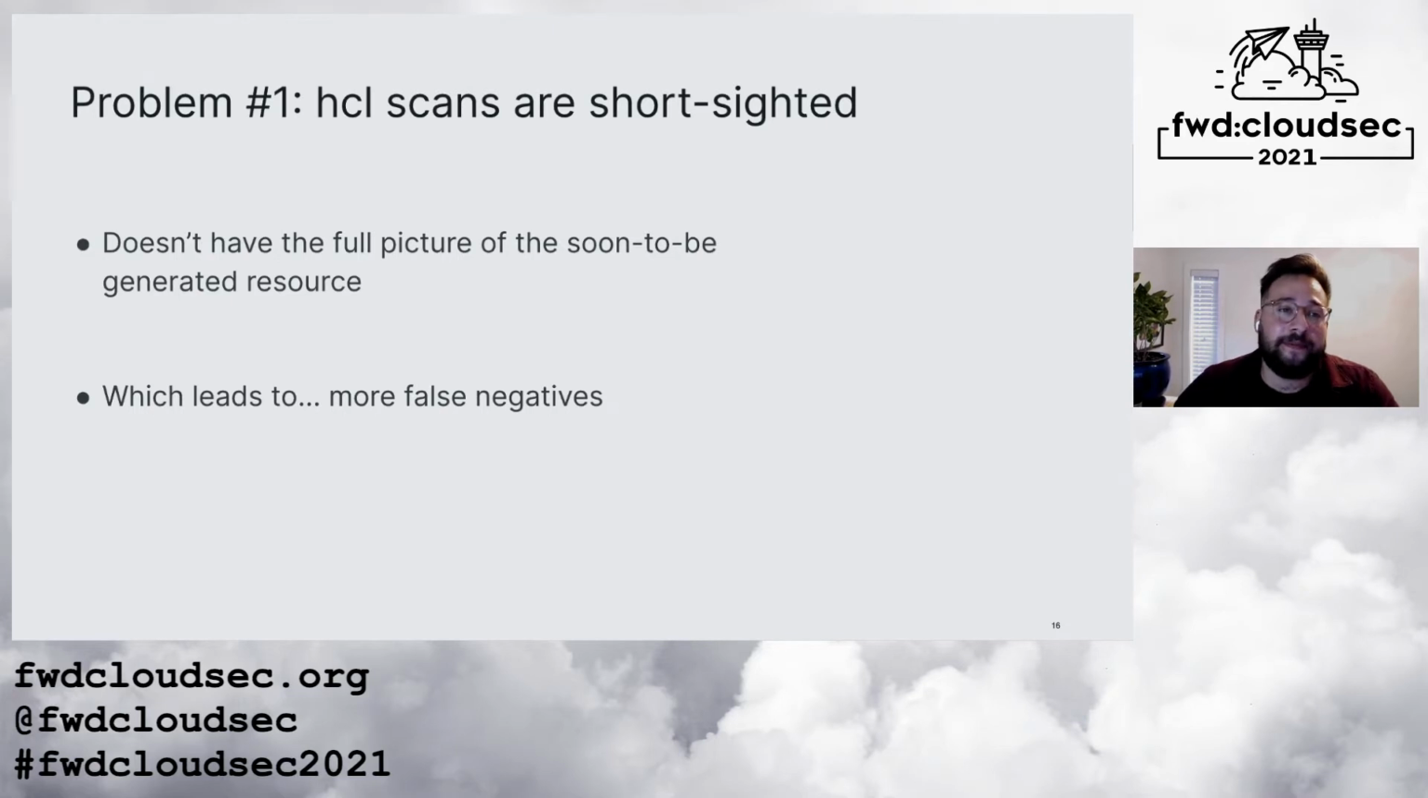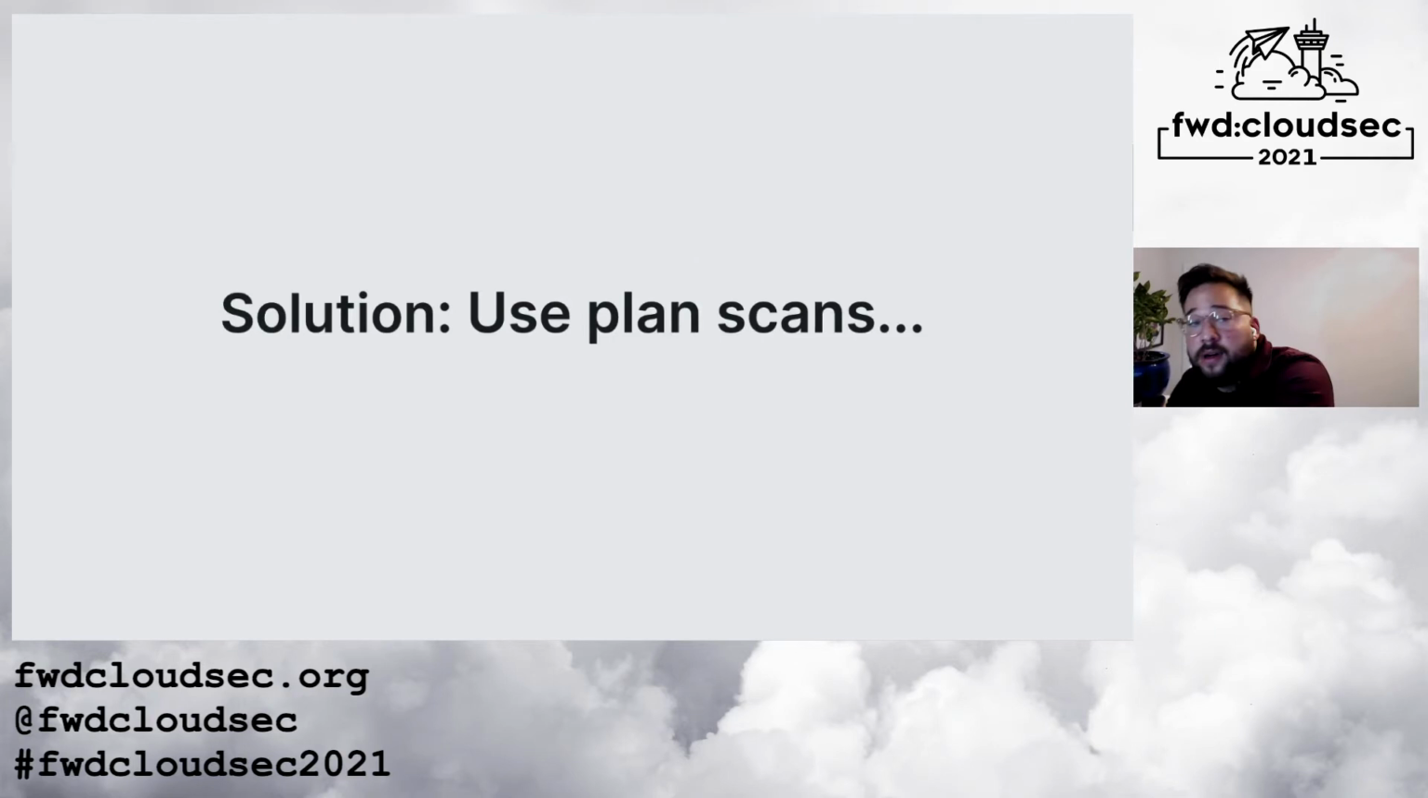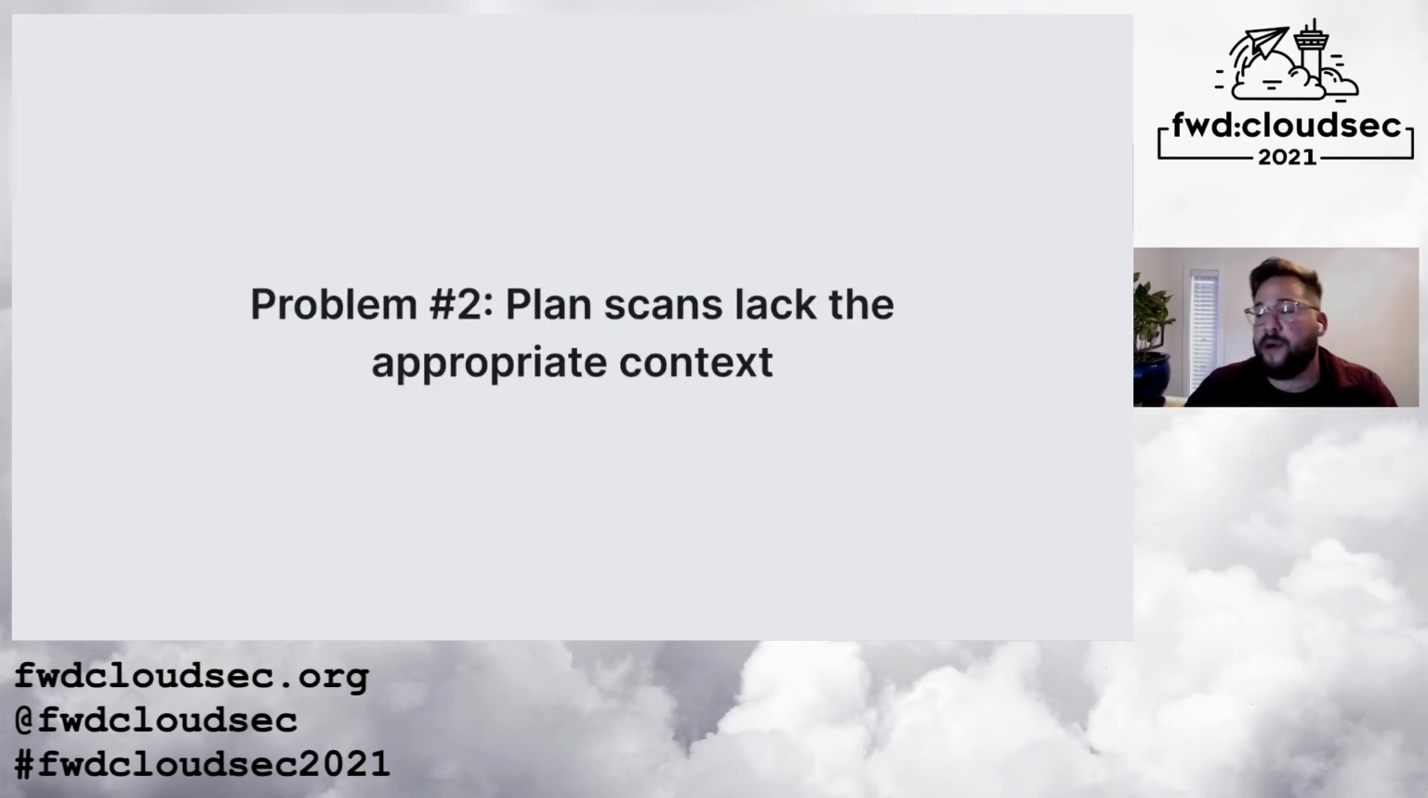The first problem is that HCL scans are short-sighted and they lack the full picture of the resources being spun up. For those who don't know, HCL stands for HashiCorp Configuration Language, just a fancy way to say Terraform code. HCL scans only know about the resource pre-variable processing, pre-interpolation, and pre-whatever else processing needs to happen. This just means the scans might not pick up on all the potential issues. All right, so why don't we just use plan scans? Well, plan scans have their own problems.